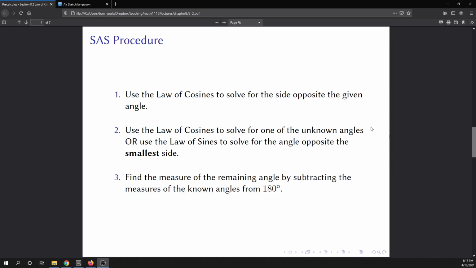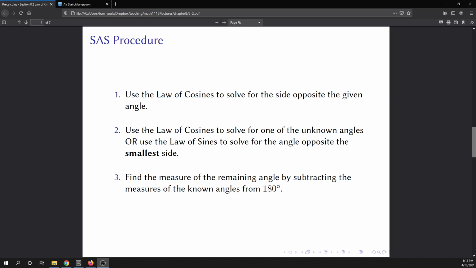All right, in this video, we are going to talk about the side angle side procedure using the law of cosines in the side angle side case. So what you want to do is to use the law of cosines to solve for the side opposite the given angle. Now you're going to know what some angle of the triangle is, right? So find the side opposite of that angle.